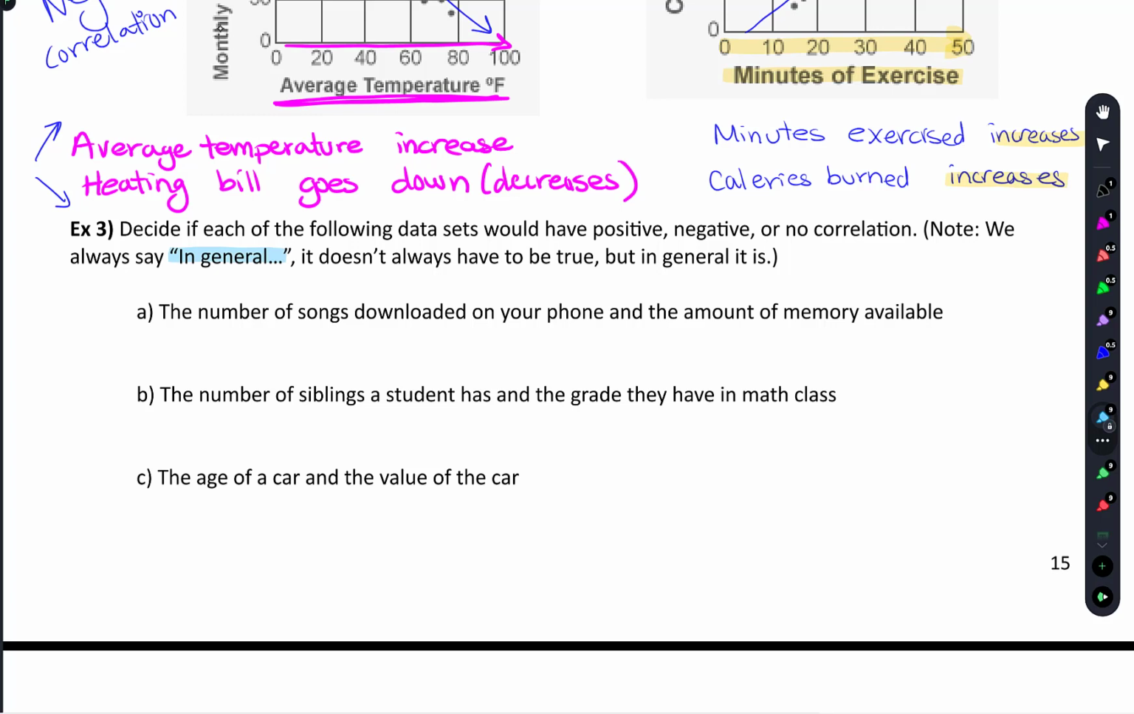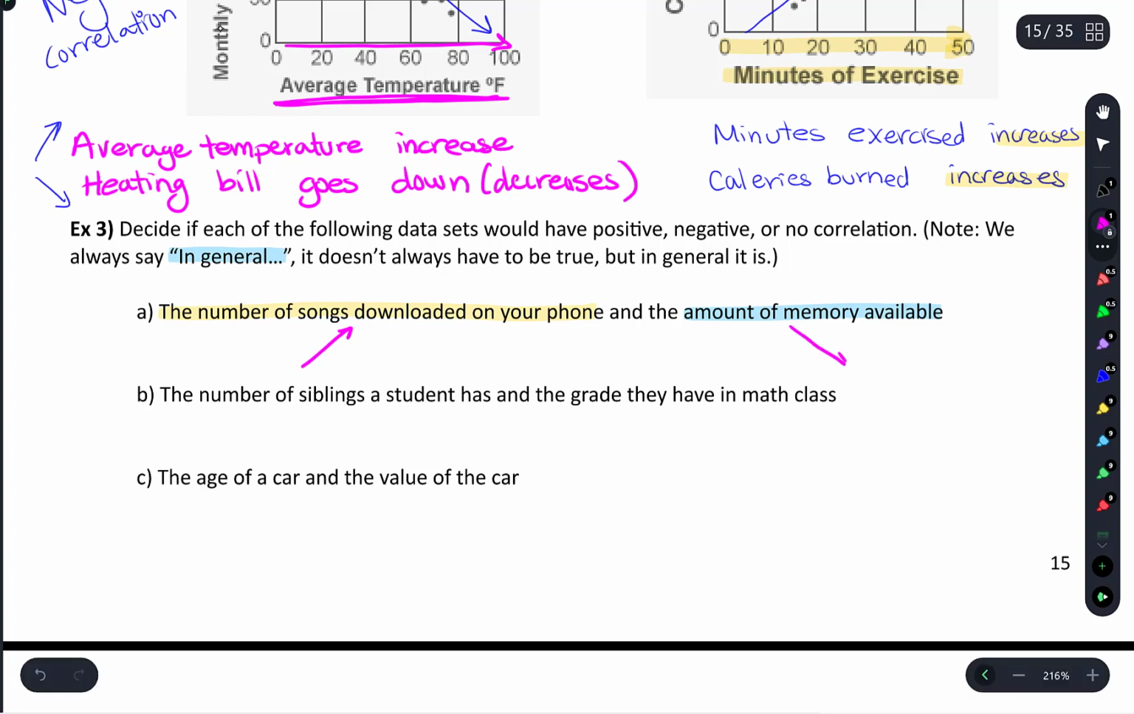Okay, so as the number of songs downloaded on my phone goes up, that's one thing. What happens to the amount of memory available? So I would say that if the number of songs that I download goes up, the amount of memory on my phone decreases. So that's what we're going to say is a negative correlation.